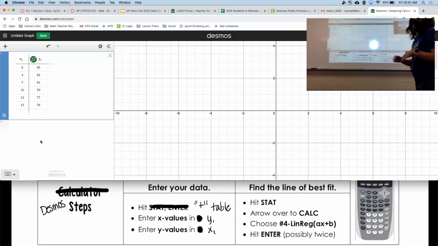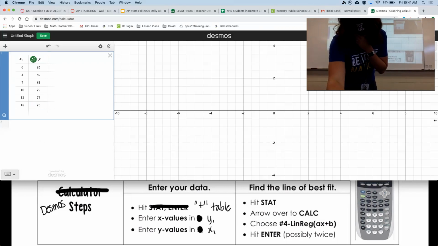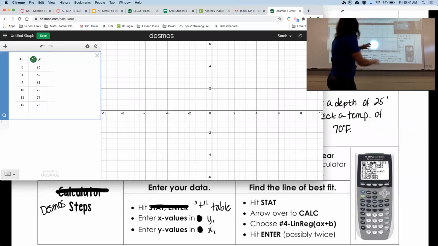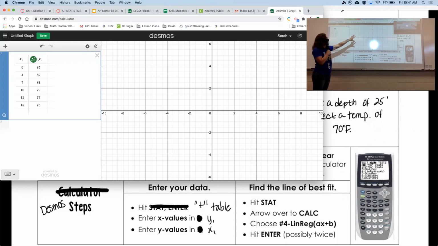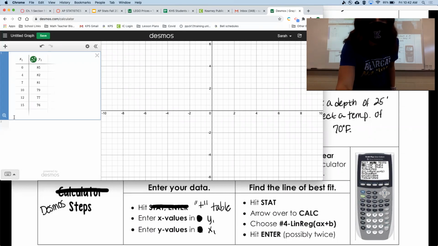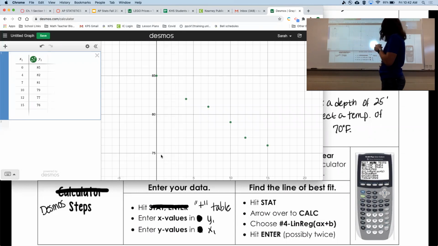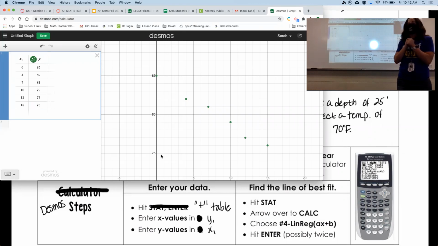And what you'll notice is that you can't really see those points because of the size of our graph and how zoomed in it is. So if you want to reposition your graph, you can click and drag, but it's much easier if you just click this little button in the corner with the magnifying glass and the plus. It's going to reposition and resize your graph so that we can see those points. Okay, so that's going to look just like what we had on our papers, except they're green.